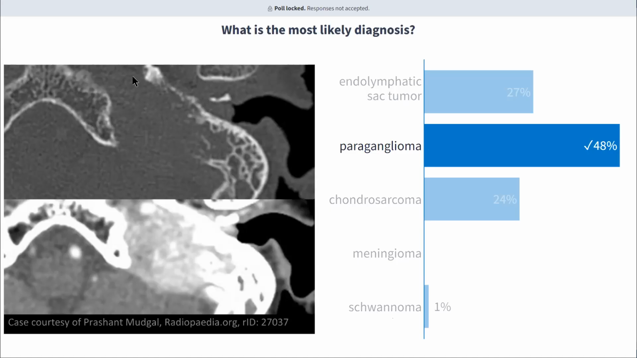This erosive appearance at the petroclival junction would be seen in chondrosarcoma, but it would not be this avidly enhancing, in my opinion. And then the endolymphatic sac tumor should be located somewhat more superiorly in the retrolabyrinthine region, where you see the vestibular aqueduct normally just posterior to that, because that's where the endolymphatic sac sits.